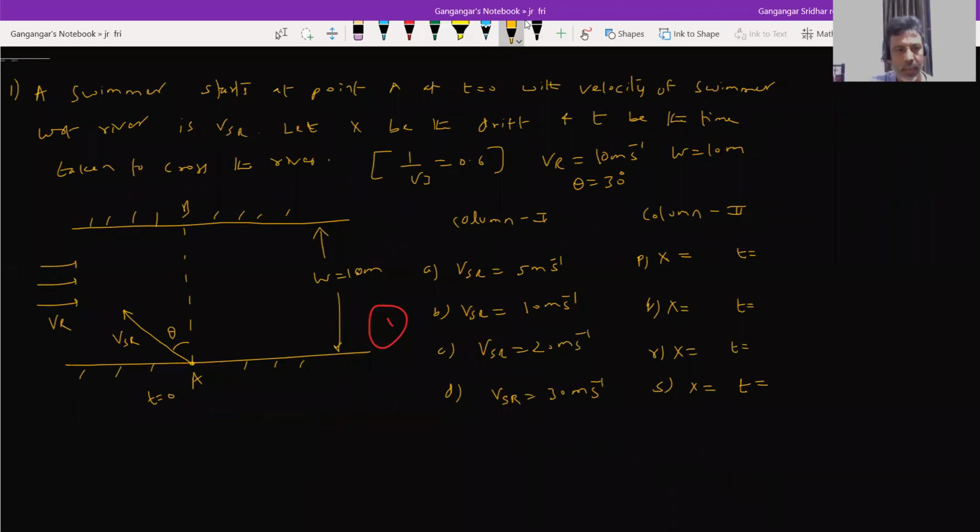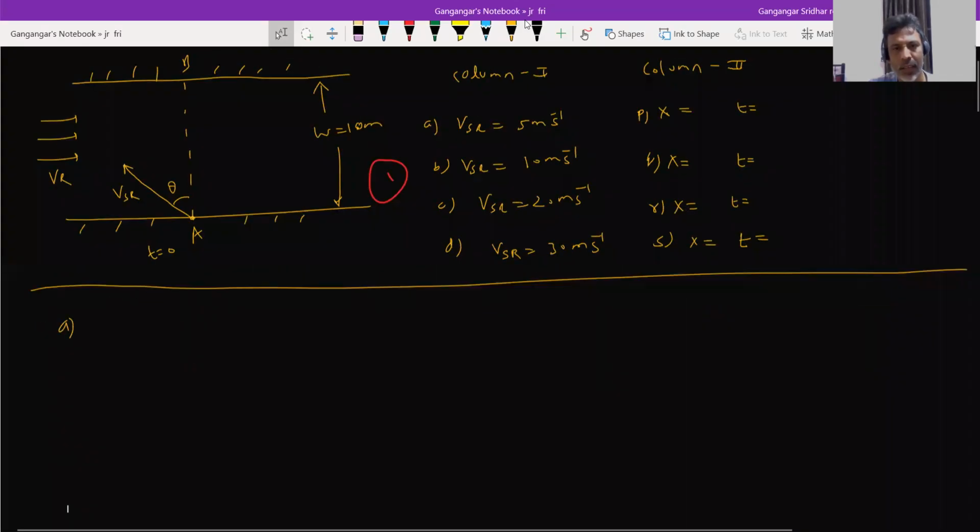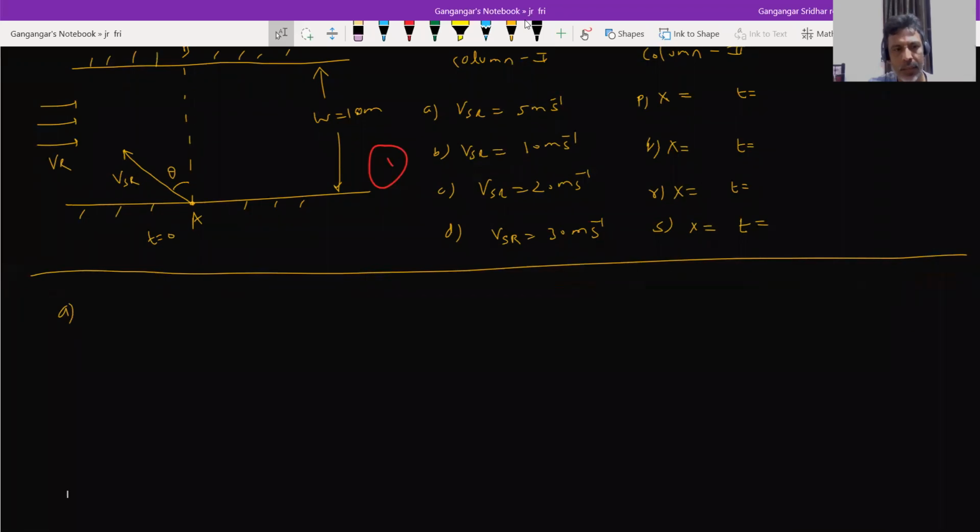Okay, first one, in the first case, A is equal to... So look at the VSR value, 5 meter per second. So I think it is better you generate one generalized formula. What is the expression for it? Anyway, we have to draw a diagram in every case. Okay, there's a river bank. We'll have values.